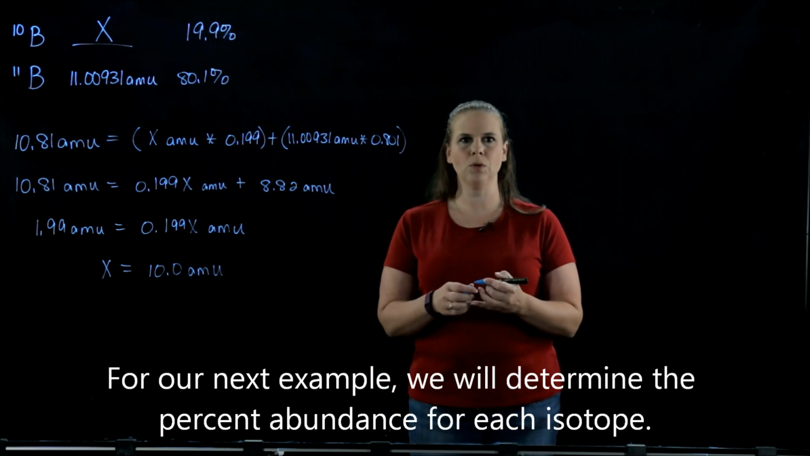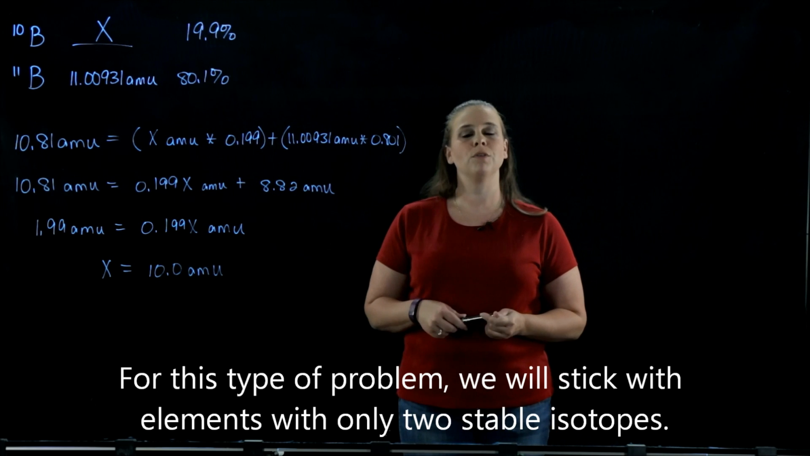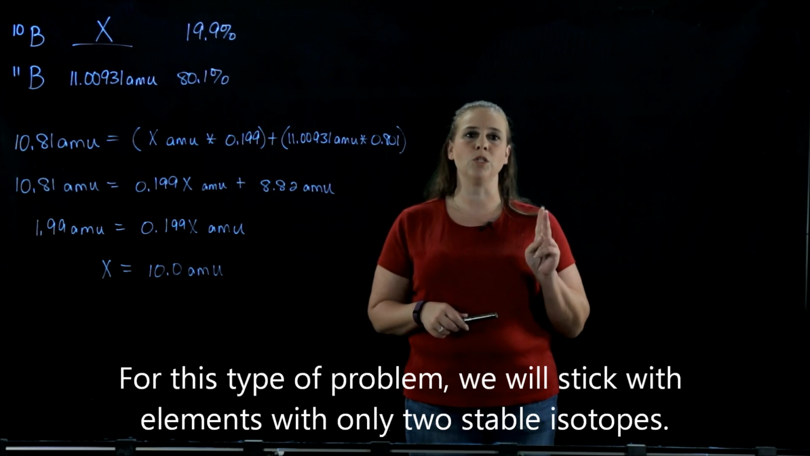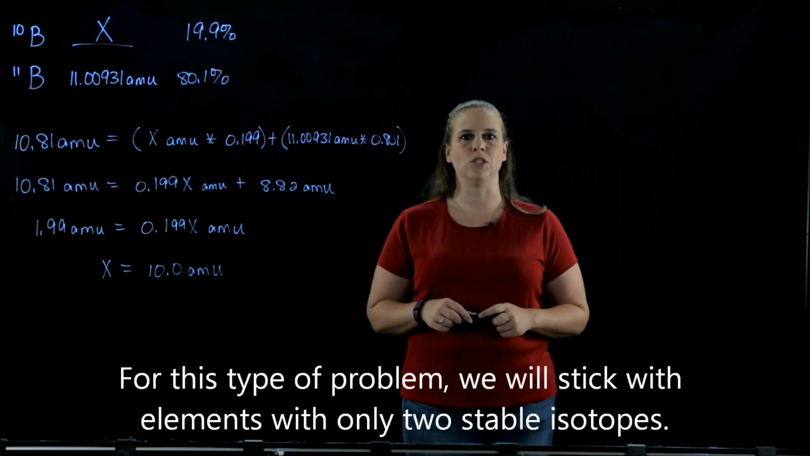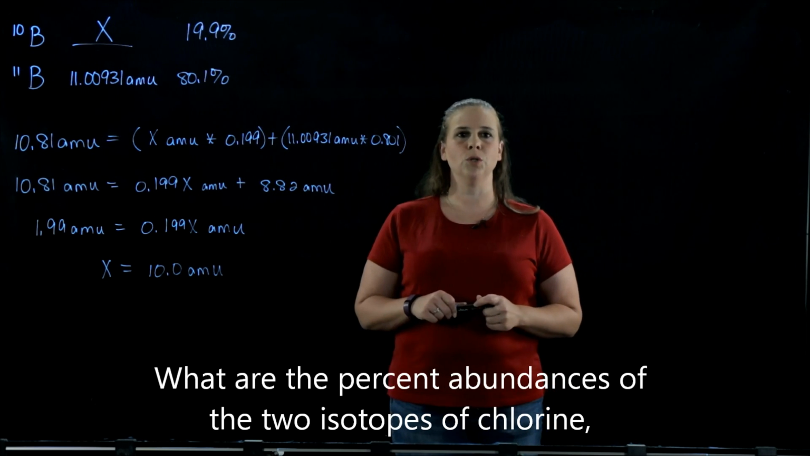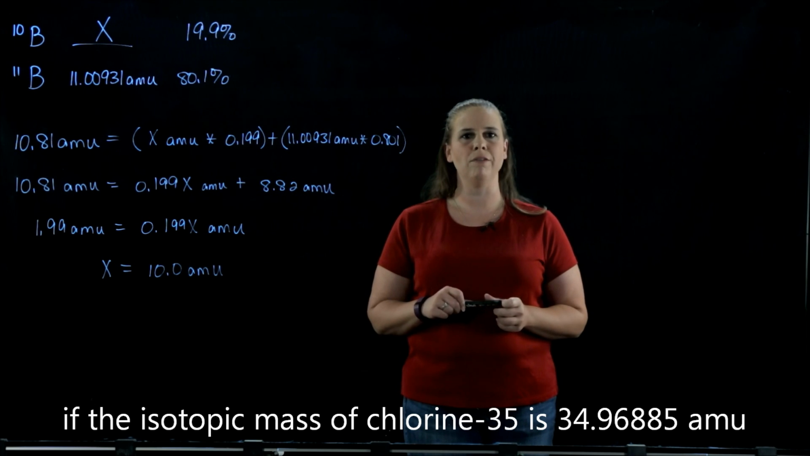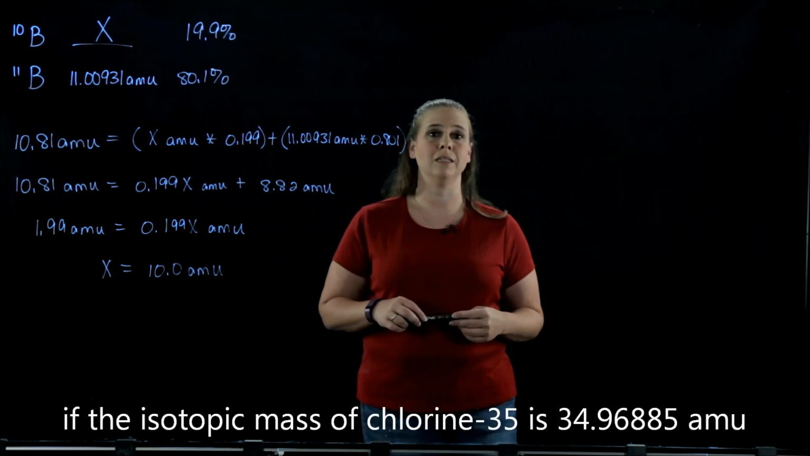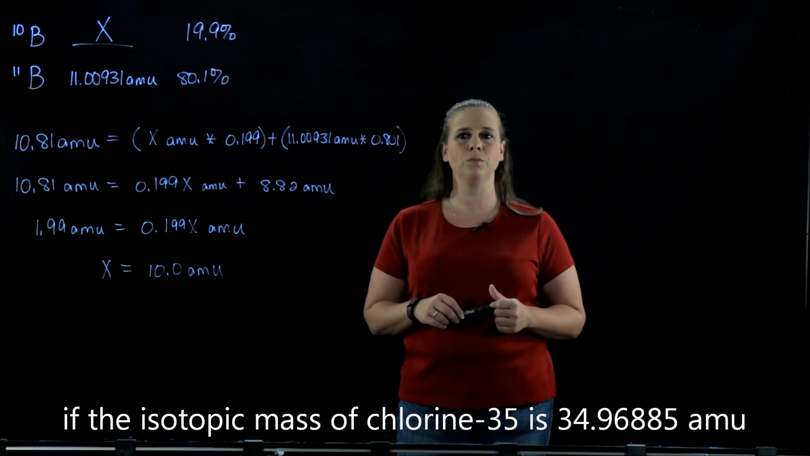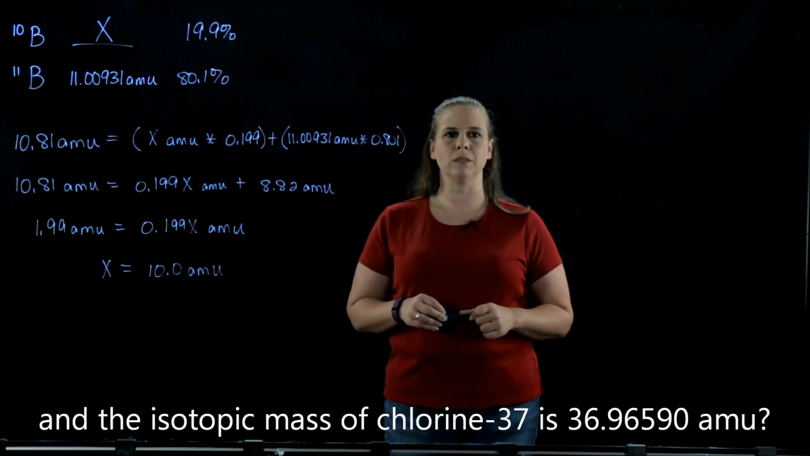For our next example, we will determine the percent abundance for each isotope. For this type of problem, we will stick with only elements with two stable isotopes. What are the percent abundances for the two isotopes of chlorine if the isotopic mass of chlorine-35 is 34.96885 AMU and the isotopic mass of chlorine-37 is 36.96590 AMU?